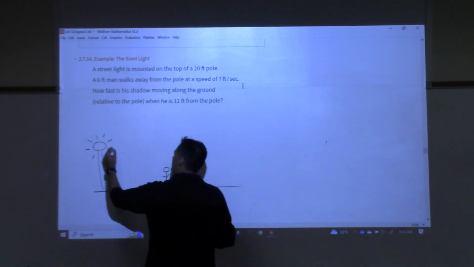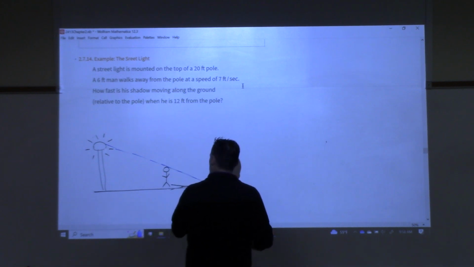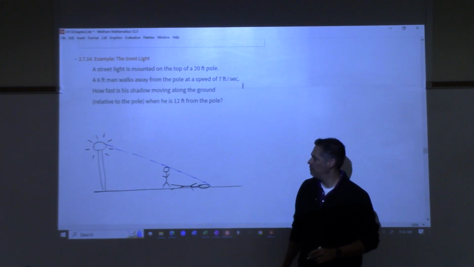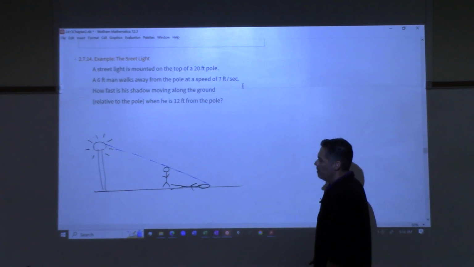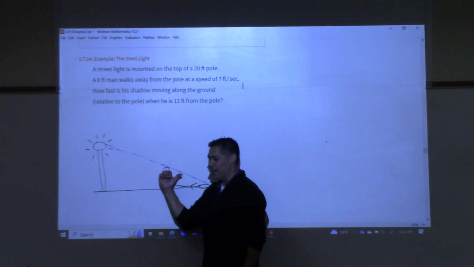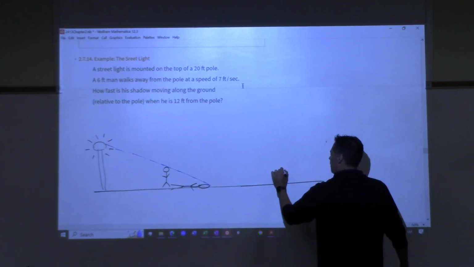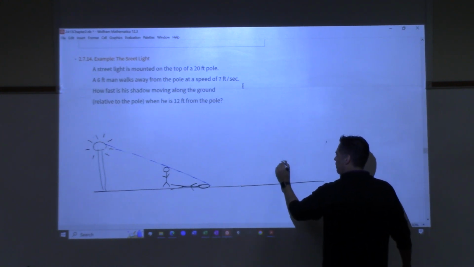And you can kind of think of like the light rays that come over his head, that right there would correspond to the tip of his head on the shadow, right? Now he's moving this way, running, I guess, 7 feet per second. What does his shadow look like? Let's just imagine him down here, okay? Same person, same height, okay? Roughly same height there.